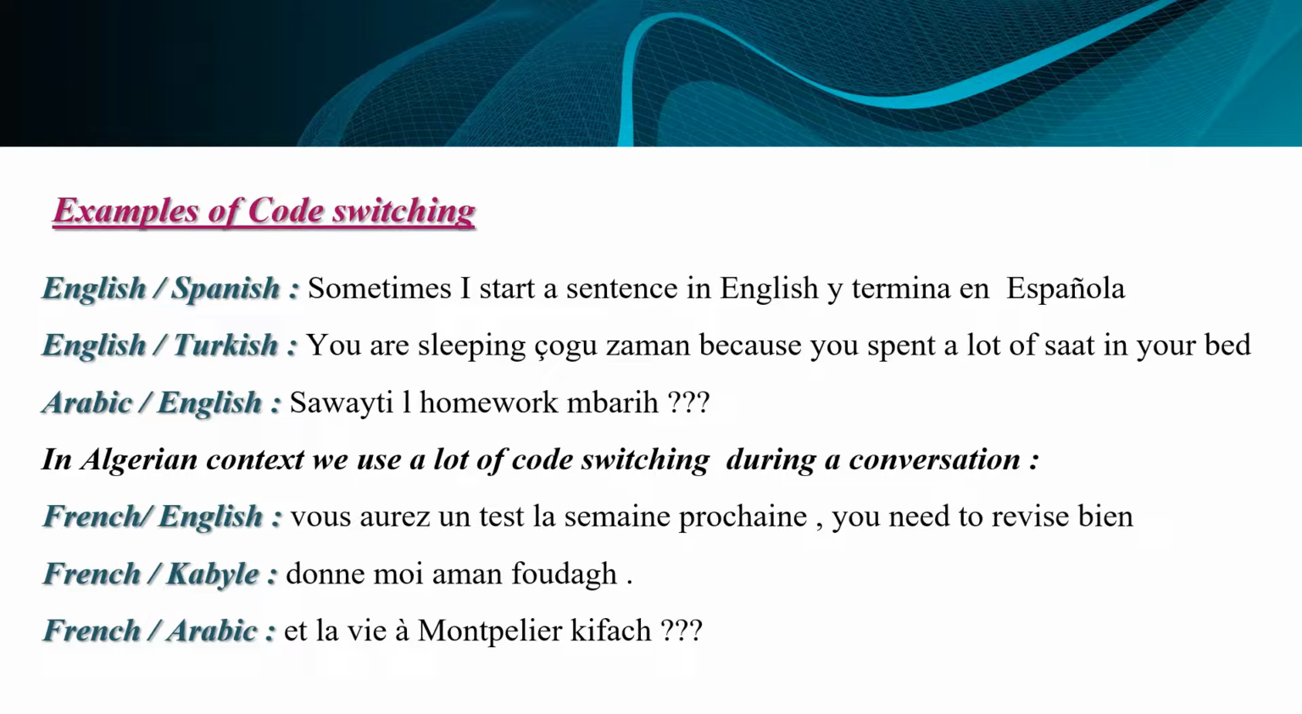We provided examples of code switching. First, in Arabic English, we say سويت الhomework امبارح. French English, vous aurez un test la semaine prochaine, you need to revise bien. And in French Kabyle, donne-moi un mail foudard. And in French Arabic, et la vie à Montpellier kifesh.